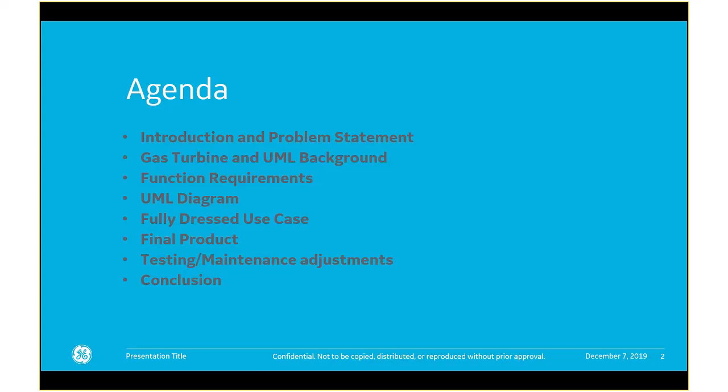In this presentation, I will first give an introduction of the problem statement, then I'll give a brief background on gas turbines and the UML design process. Next, I will discuss the functional requirements, how we got them, and how we utilize them with the UML design process. Then I'll show the UML diagram that we came up with and go into detail about one of the specific use cases and how we fully addressed it. Then I will give a brief discussion on the final product that we developed, how we tested it, and maintained it. And we'll finish with a conclusion.